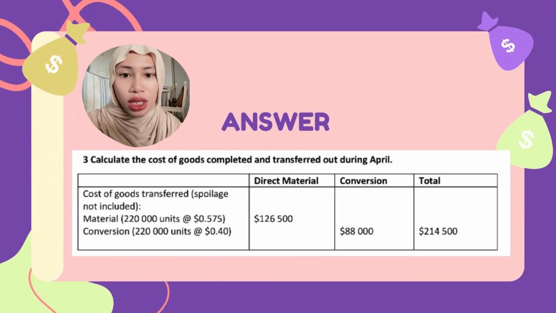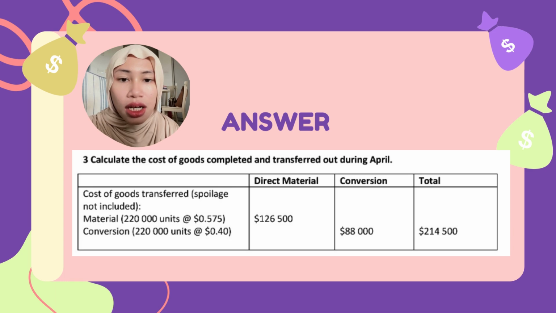0.975. Okay, so next for the third question, we need to calculate the cost of goods completed and transferred out during April. So for the material, the 220,000 units multiplied by the cost per equivalent unit, which is 0.575, we will get 126,500. While for the conversion, the 220,000 units multiplied by 0.40, we will get 88,000. Then we add them both, we will get 214,500.